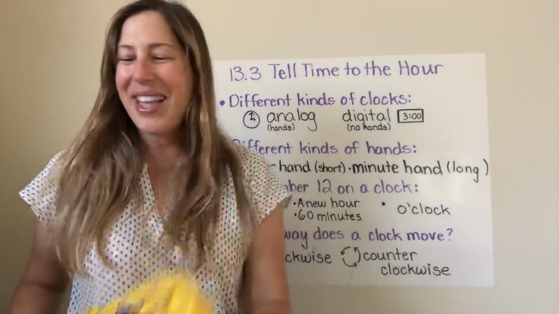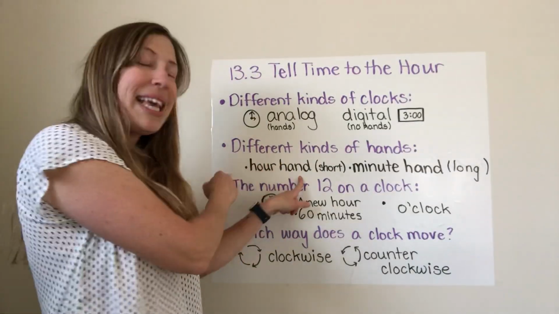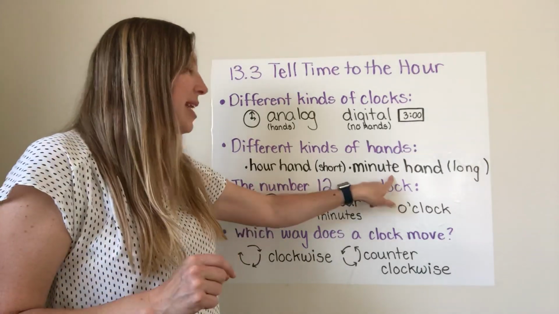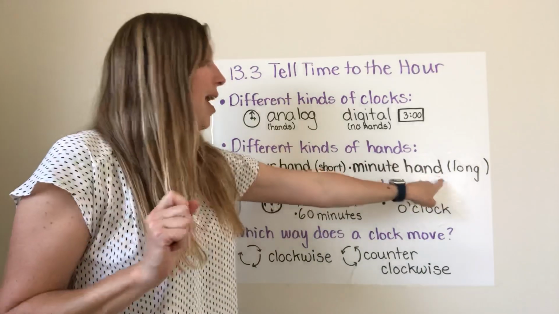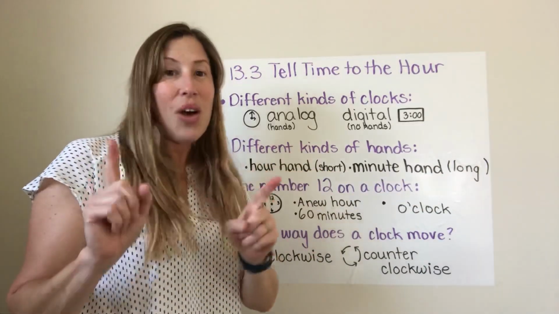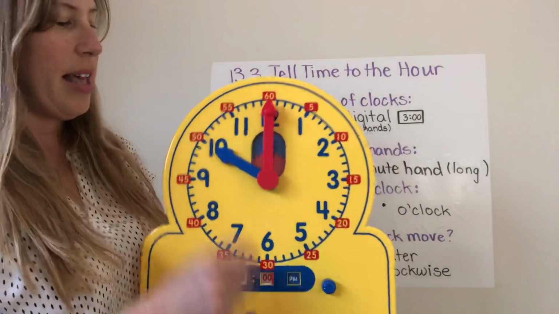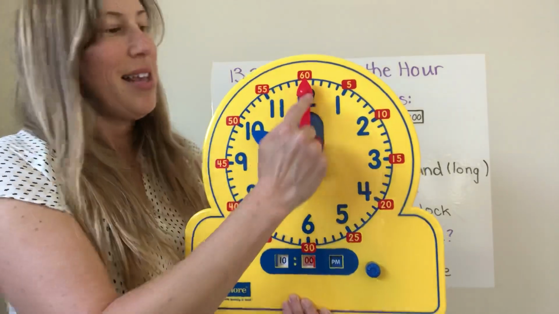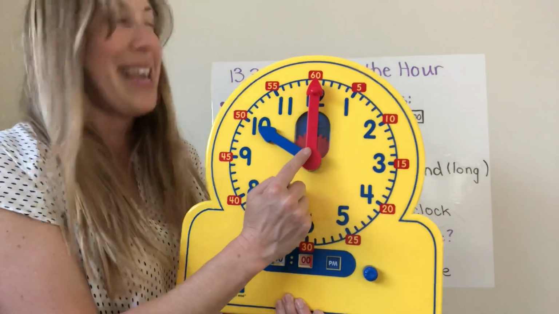Okay, so let's begin. The first thing we're going to talk about are the hands on an analog clock. There's an hour hand and a minute hand. The hour hand is the short one. The minute hand is the long one. So on this clock, you'll see that this is the shorter hand, meaning it's the hour hand. This is the longer hand, meaning it's the minute hand.